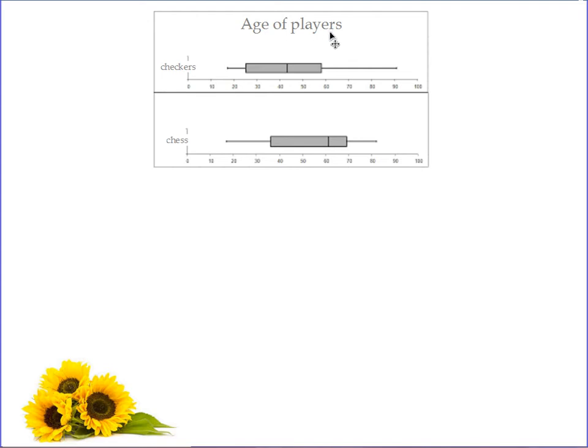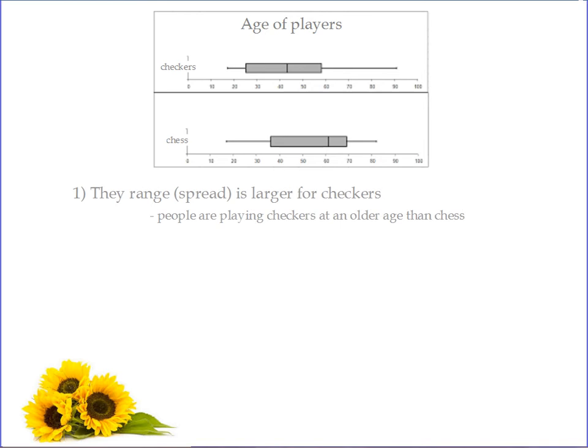So let's first take a look at two different box plots. These represent the age of players that we surveyed and whether they played checkers or chess. Looking at the two, there's some similarities and some differences, and a lot of this is up to interpretation, but some of the items we can compare directly. For instance, we can see that the range or spread is larger for the checker players that we asked versus the ones that played chess. So we might be able to say people are playing checkers at an older age than chess.